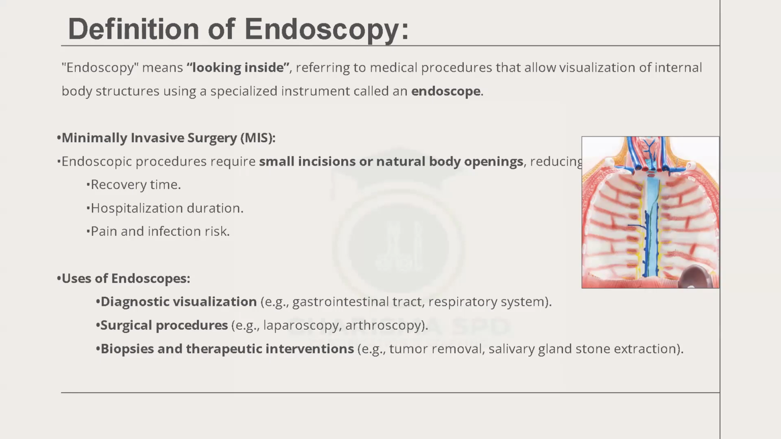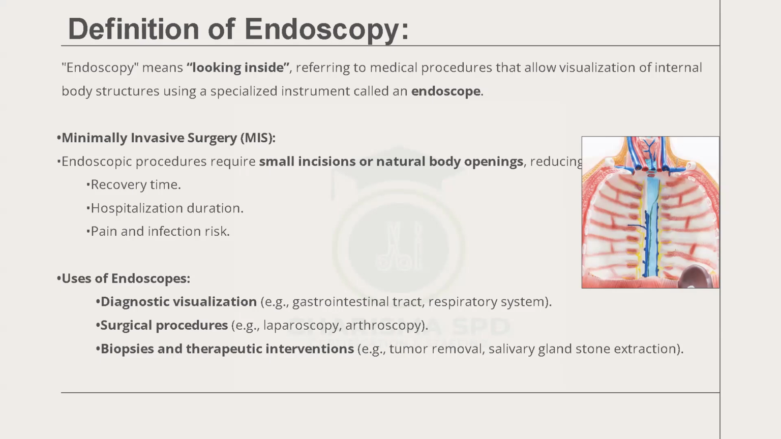Endoscopes means looking inside, referring to medical procedures that allow visualization of internal body structures using a specialized instrument called an endoscope. We have a lot of them. We have flexible ones, rigid ones, and semi-rigid ones. We'll get to see all of them. We may not be able to take all of them today because there are so many, but we'll give you an idea of how they look and how they are supposed to be taken care of. When you come down to the hospital floor, you will get to see them and appreciate what we are telling you now.